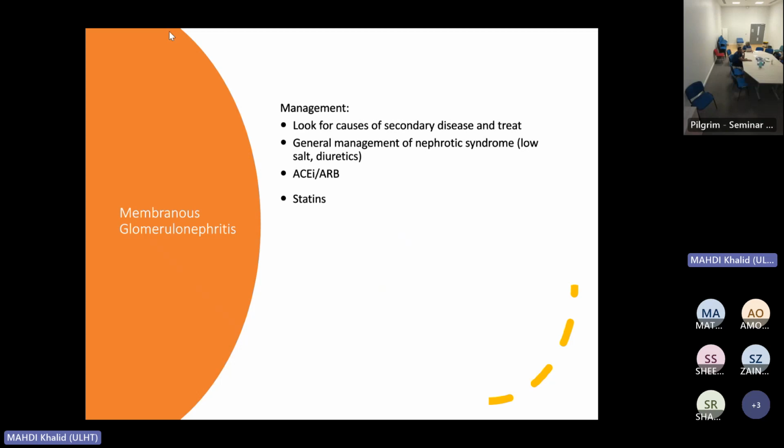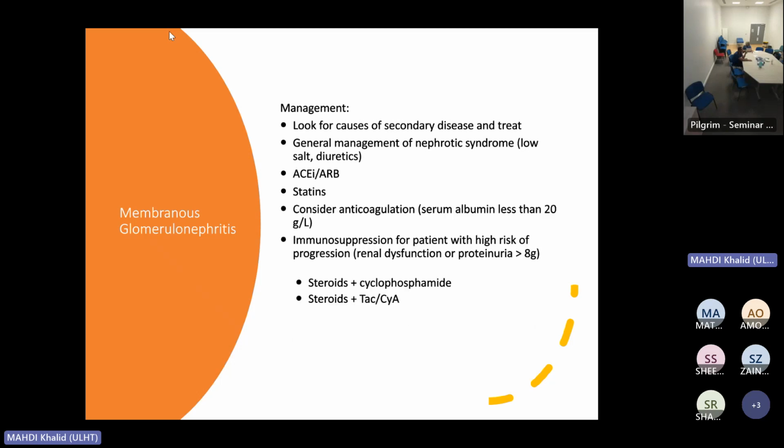I won't talk a lot about the management, but in general it's based on conservative management at the start. You give them about a 6-month period of blood pressure control, ACE inhibitors, statins, and see if they move out of the nephrotic range, as they might. So give them time, they may get better. If by 3 months they're clearly getting worse, you start treatment. By 6 months, if they're still nephrotic, you start treatment.